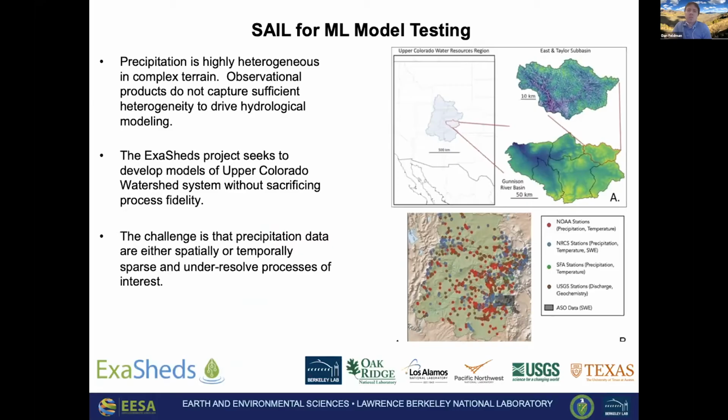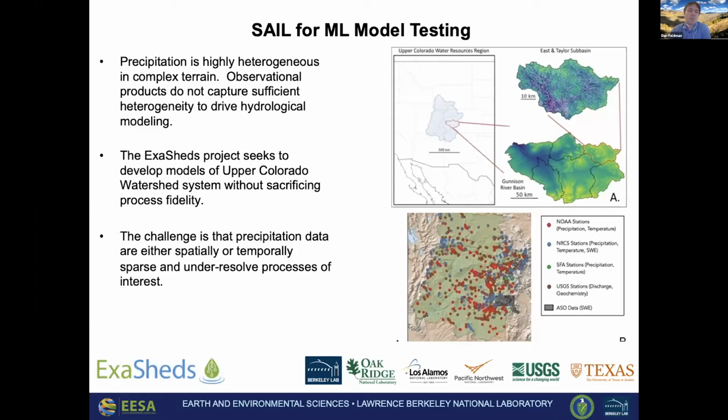The first is to use the SAIL data for machine learning model testing, which I think is relatively straightforward, at least at the start. We can think about this, for example, with using SAIL observations of precipitation to test machine learning downscaling methods for precipitation, recognizing the fact that precipitation in mountainous systems is highly heterogeneous, and the fact that observational products are based on observations that do not capture all of the heterogeneity, and therefore these observational products have to basically process information in order to provide the proper fields to drive hydrological models.